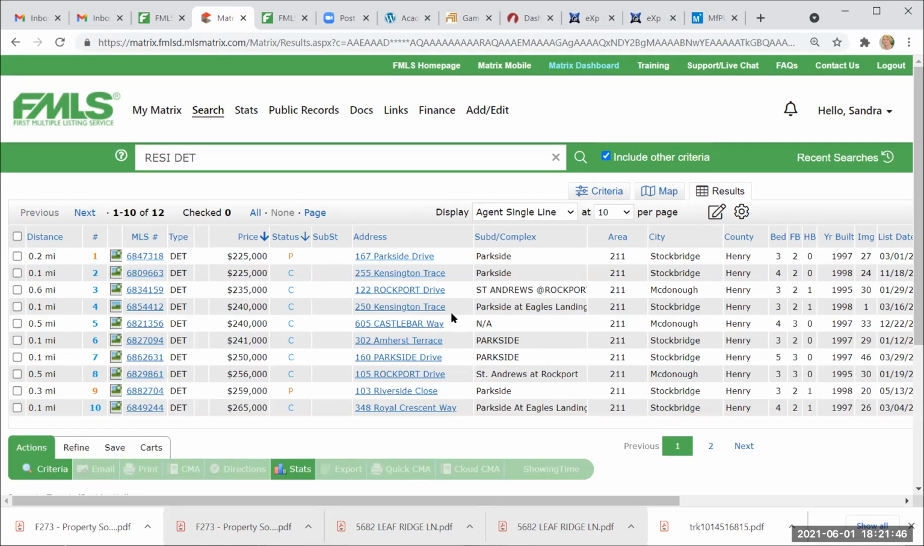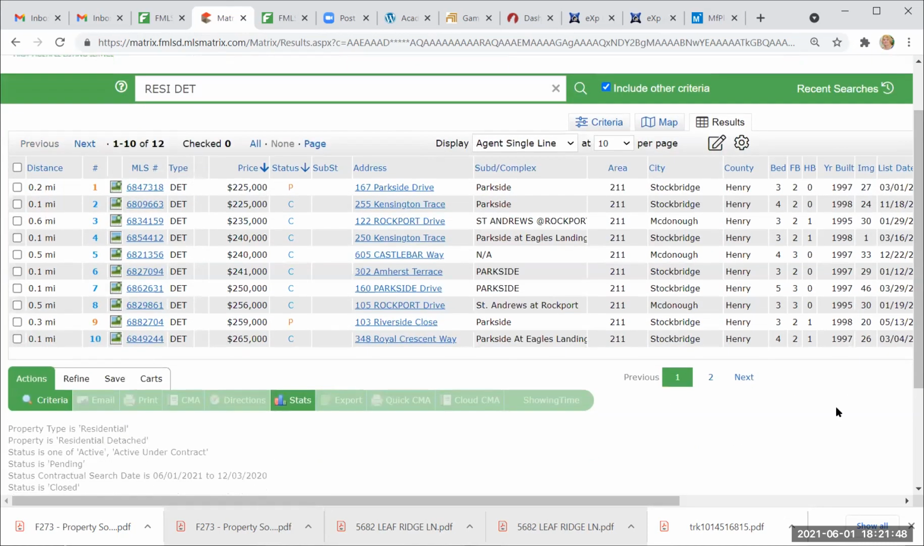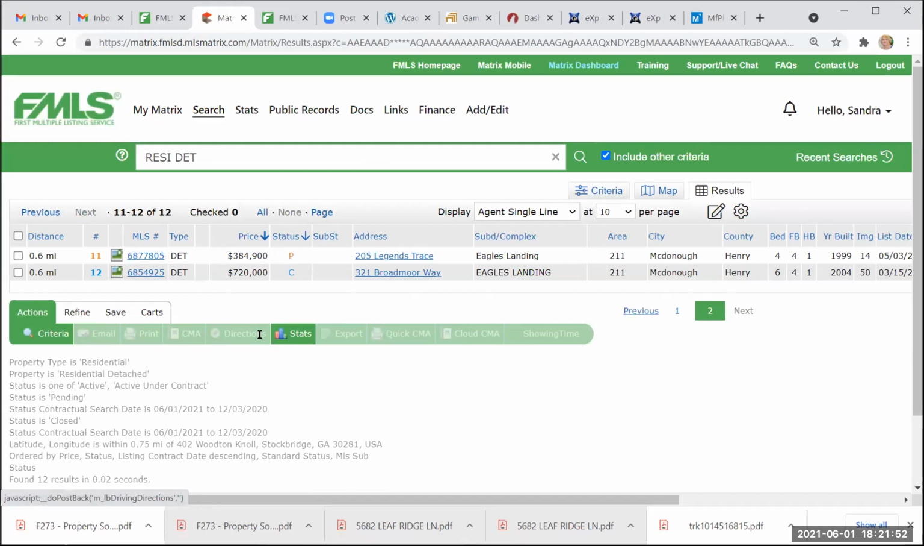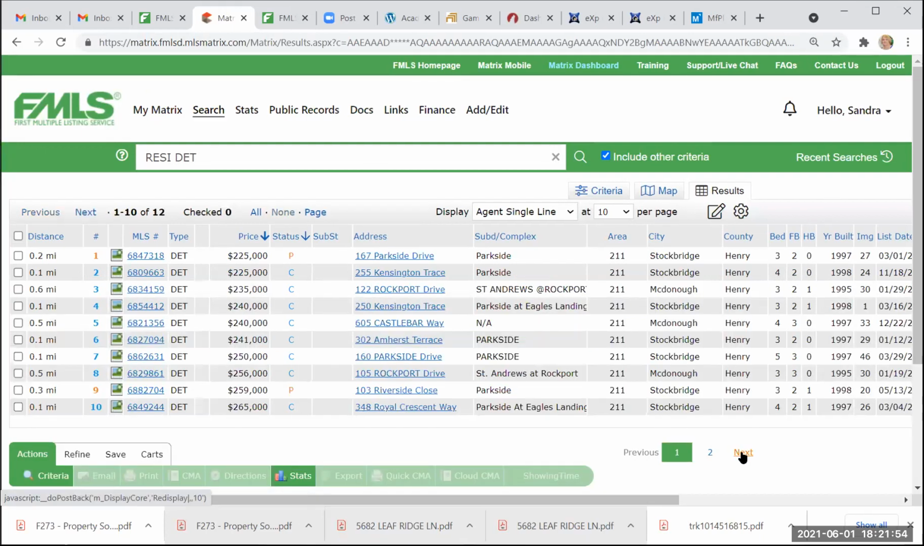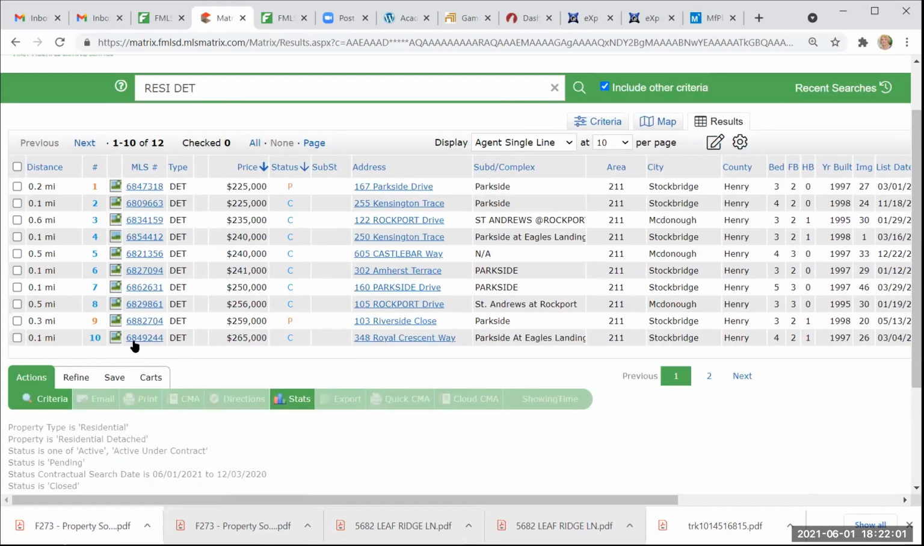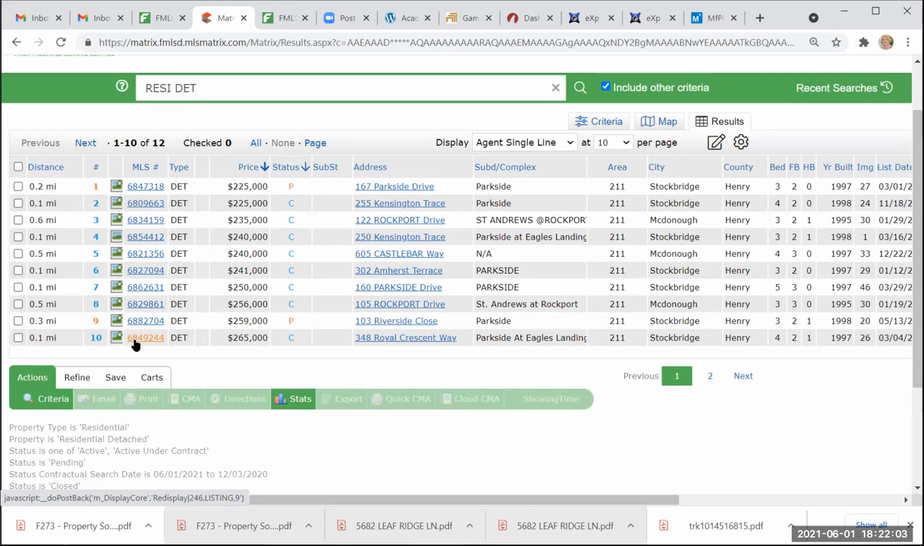235, 240. Then if something's listed at 275, I try to find something in that price range that's sold. And you see, we jumped. We went from 265 to 384.9. So let me go back and look at that 265 because that's close to her value, and that's a 4-2.